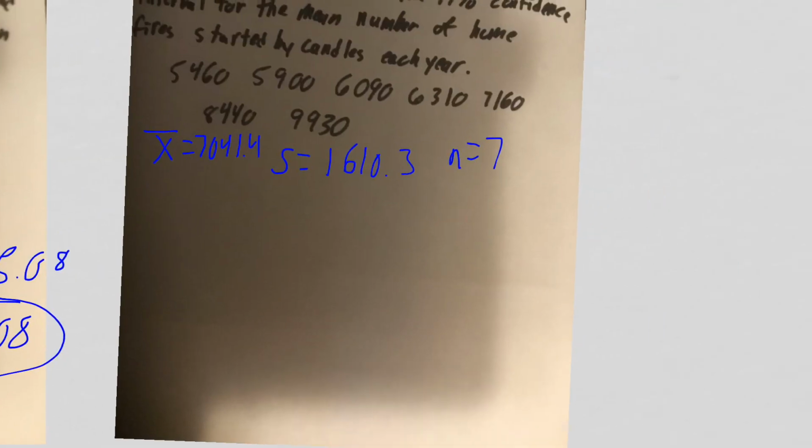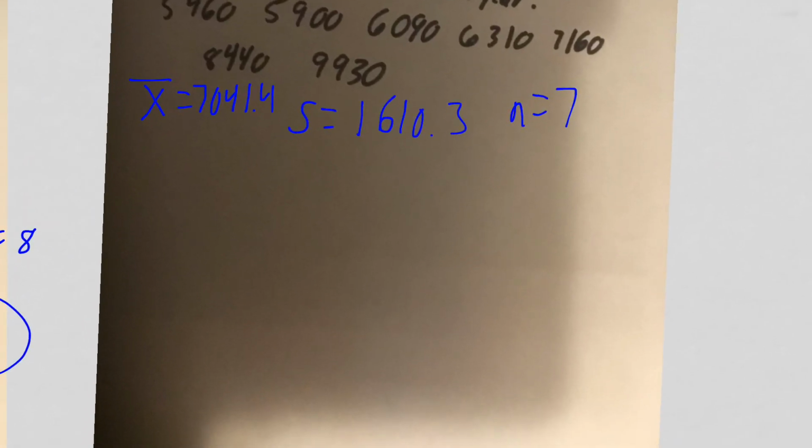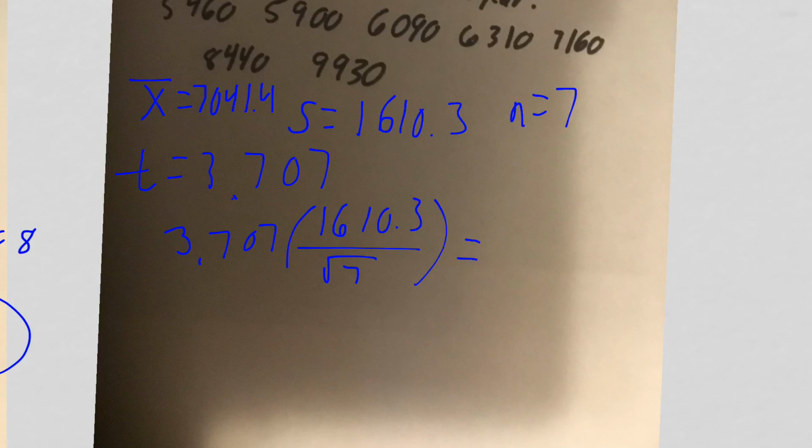So we're going to go over here, and we're going to use the t-score of that 3.707. So we're going to go ahead and find our margin of error. So that's the 3.707 times our standard deviation, which was 1,610.3, over the square root of our sample size, which was 7. When we put this in the calculator, we get 2,256.2.